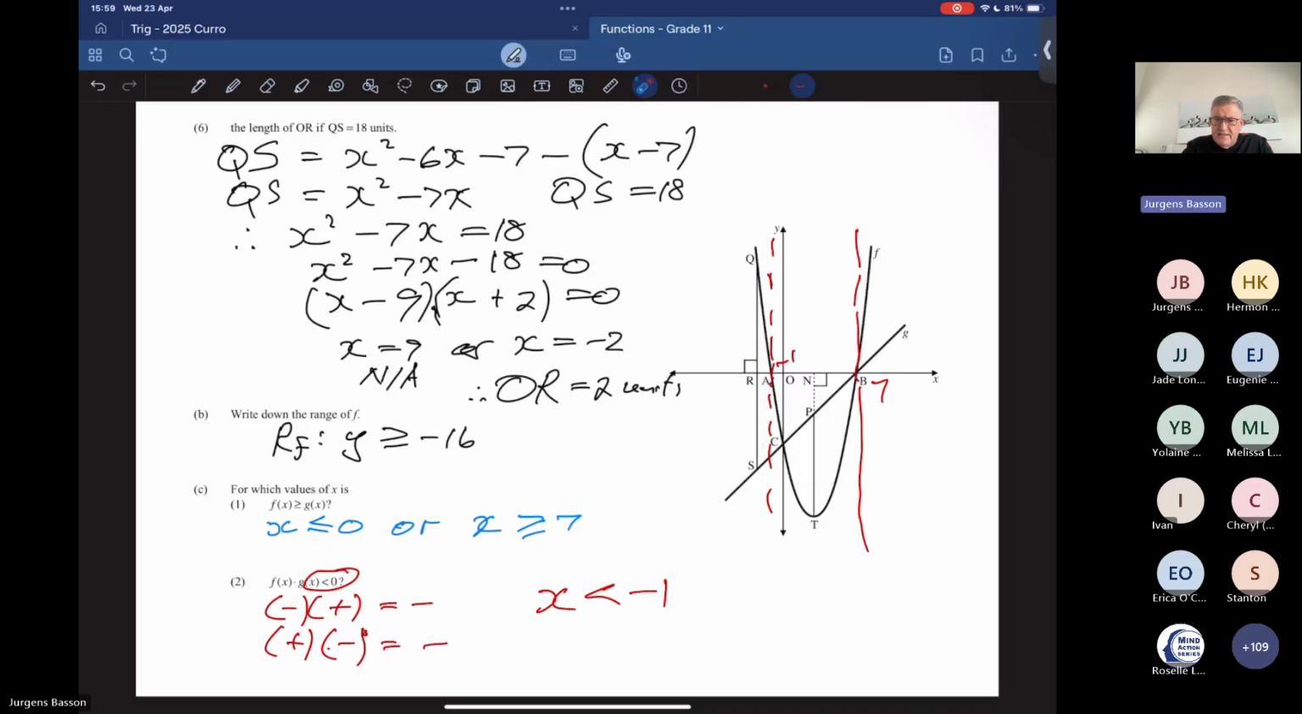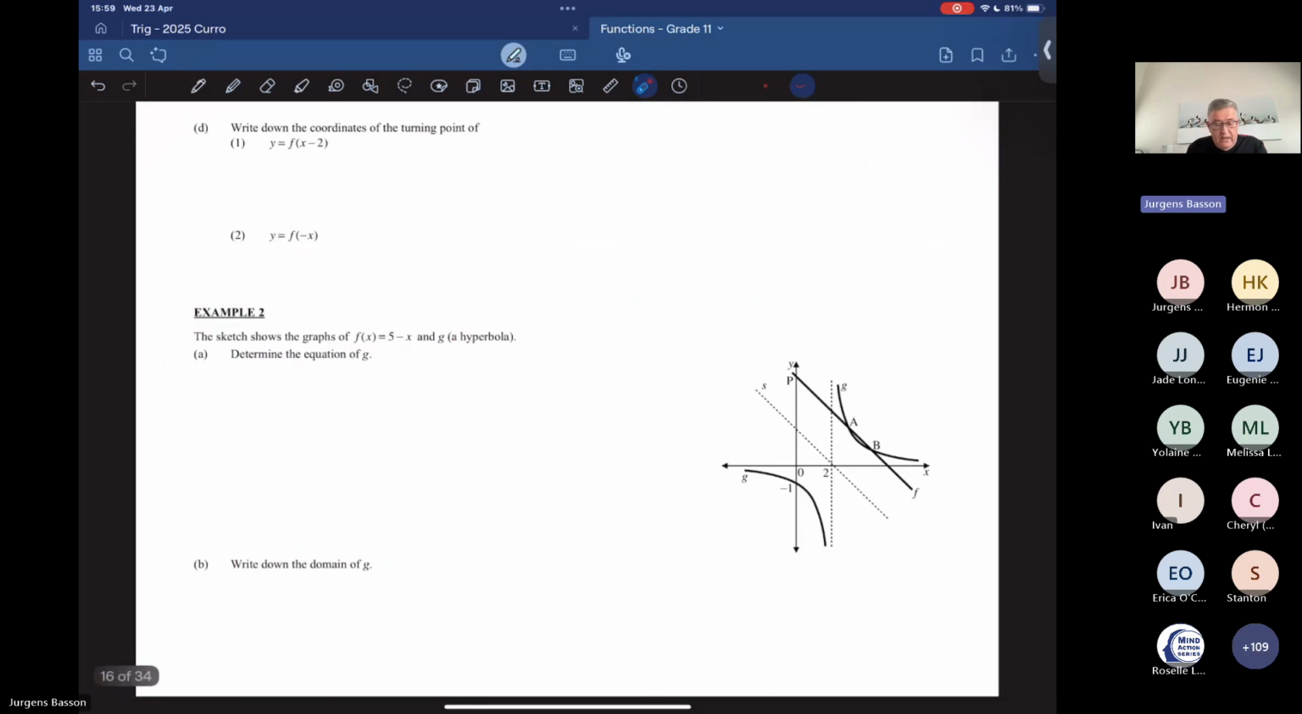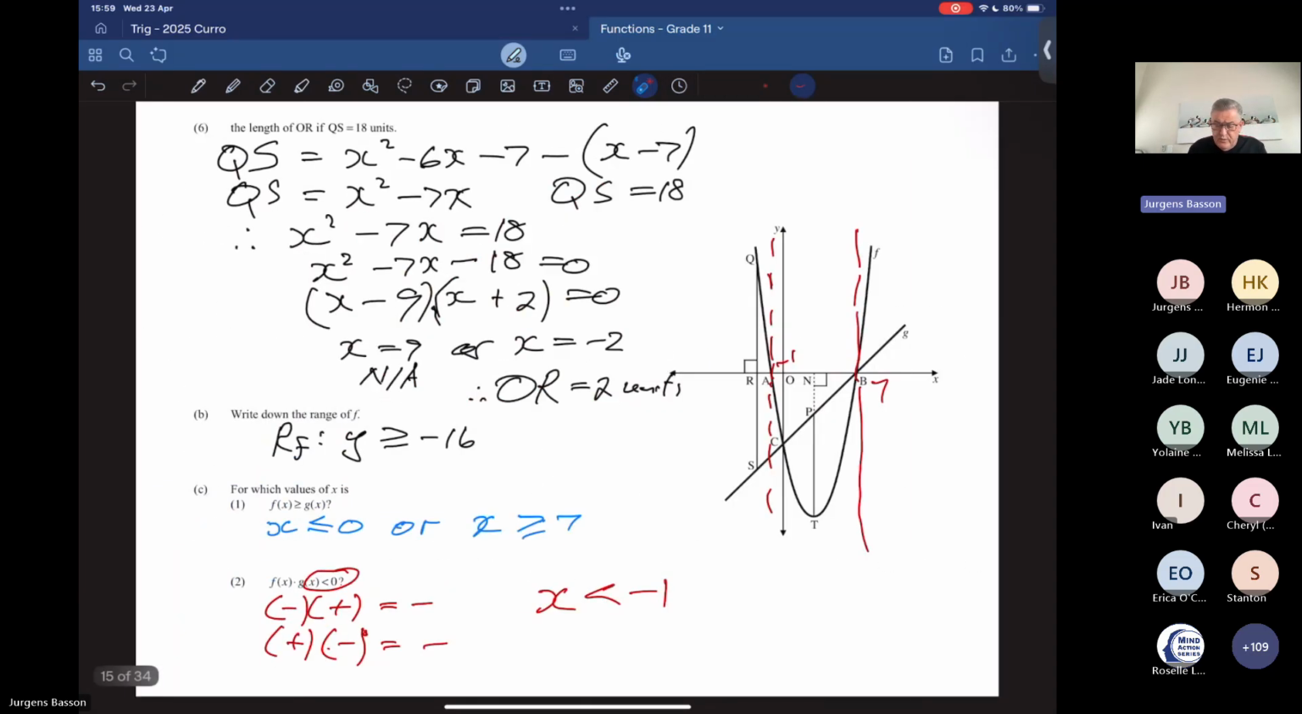So I hope this is at least a good start with these. There's still 2 little questions left on this. And that is now to find the coordinates of the turning point if we apply those transformations. And we notice what I said to you earlier. The exam panel said 2 years, 3 years ago, these transformations will be in every question.